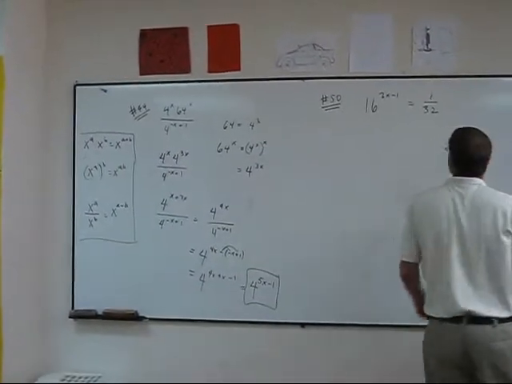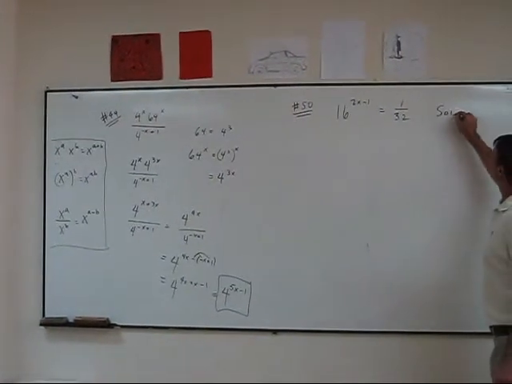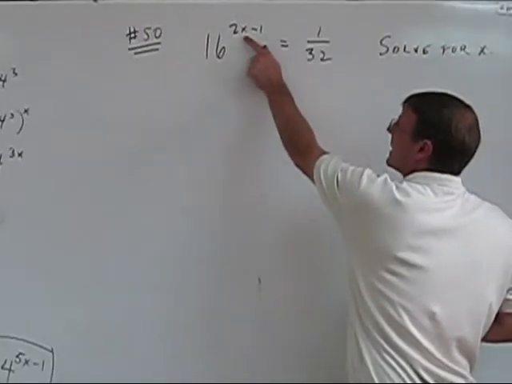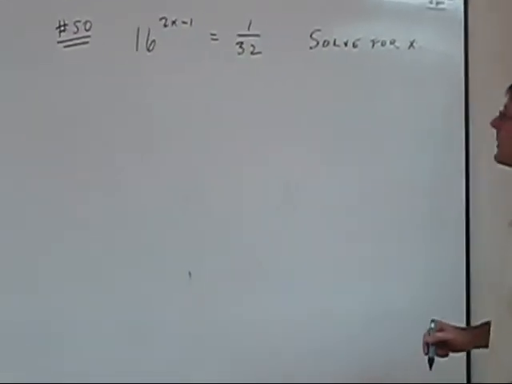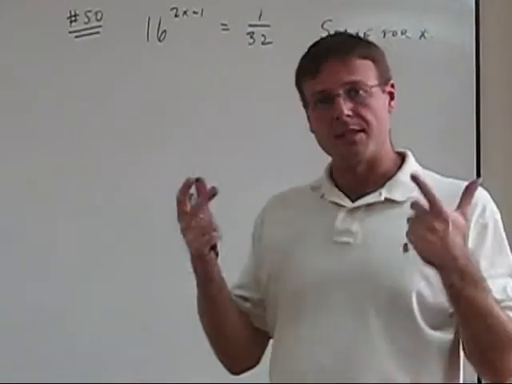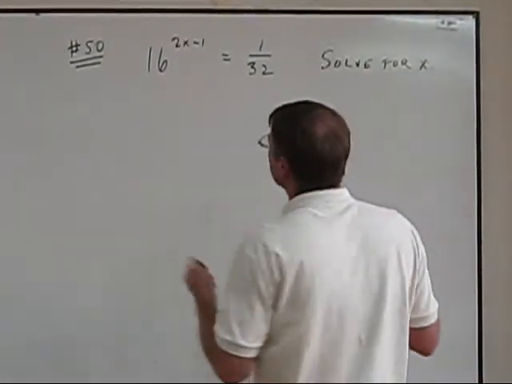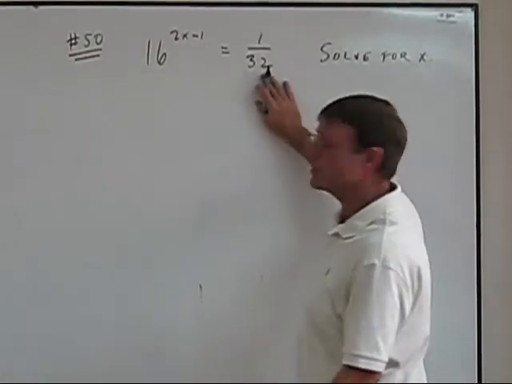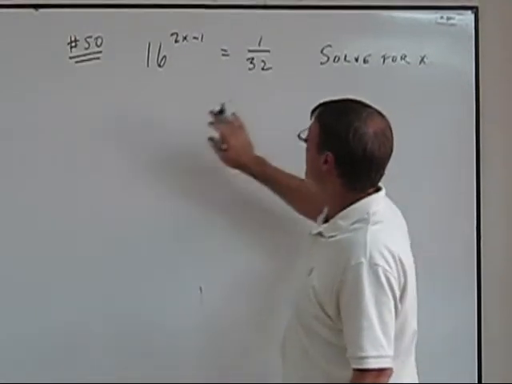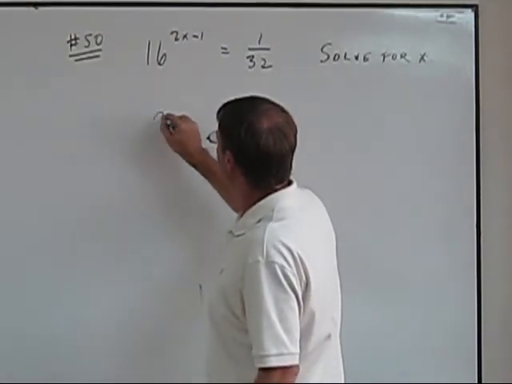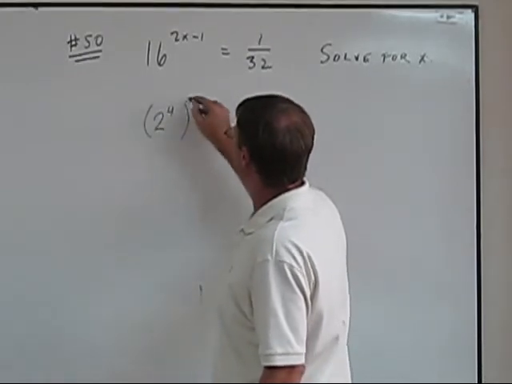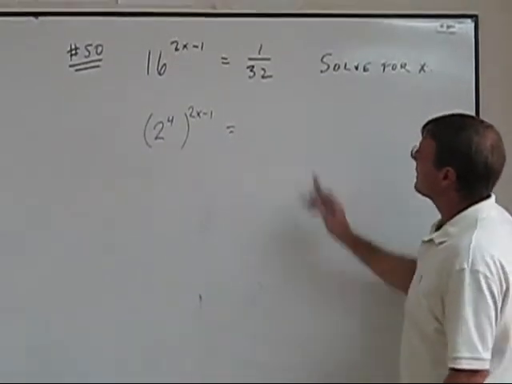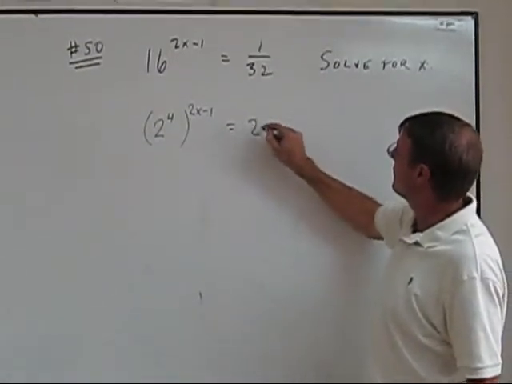In number 50 here, the goal is to solve for x. So find out, what do I have to make this x in order to make this equation true? So again, I want to have everything with the same base. And we've practiced this enough that hopefully you're recognizing that 16 is a power of 2 and 32 is a power of 2. So let's first deal with the 16. 16 is 2 to the 4th power, and then I'm going to take that to the 2x minus 1 power.